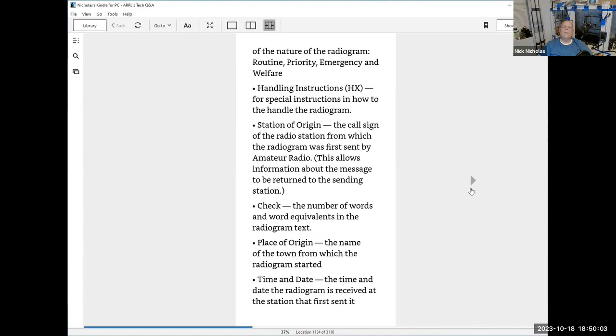Usually there are 4 types of messages for precedence, 4 precedences. I'm going to start out of sequence with how they do it. First of all, the highest priority message, and the one that always takes precedence, is emergency traffic. Emergency traffic is life and death right now traffic.